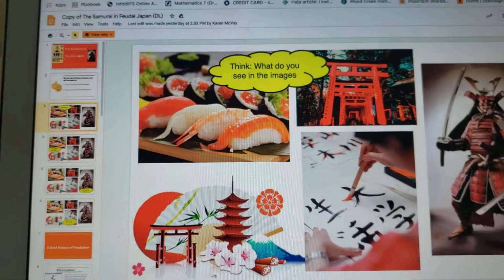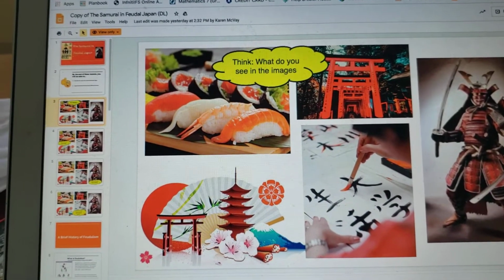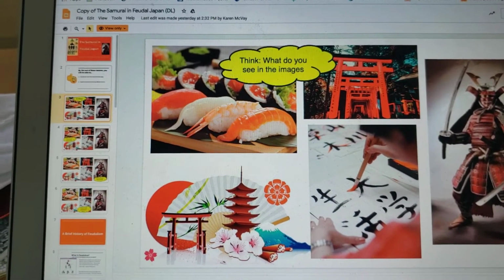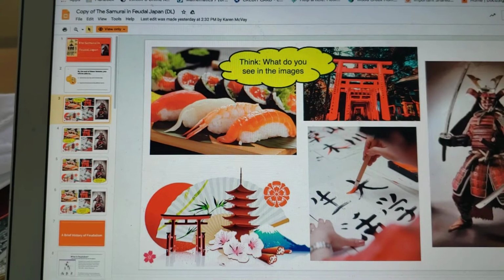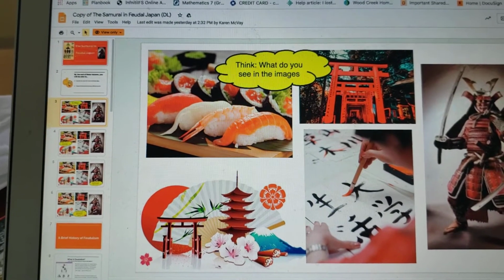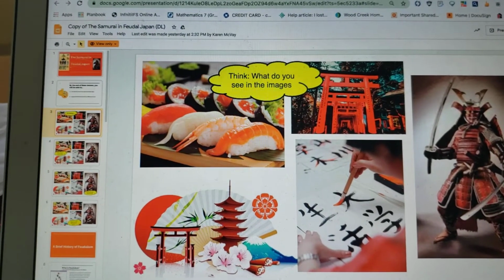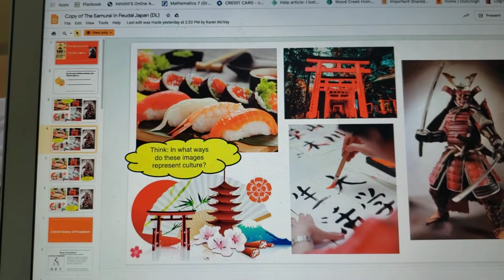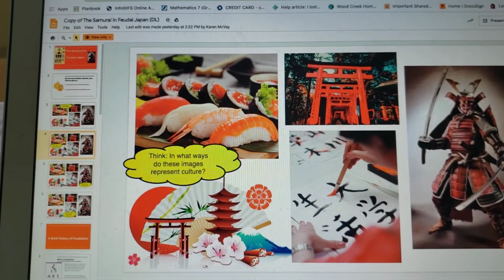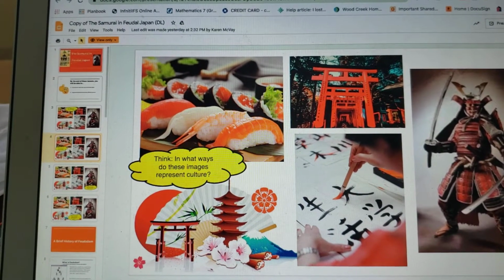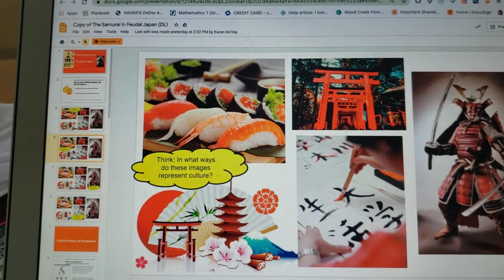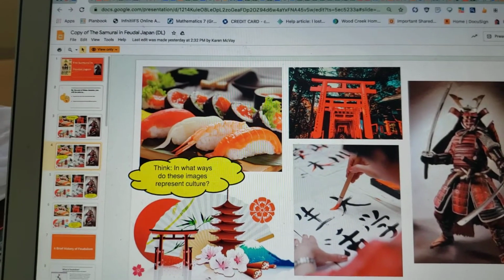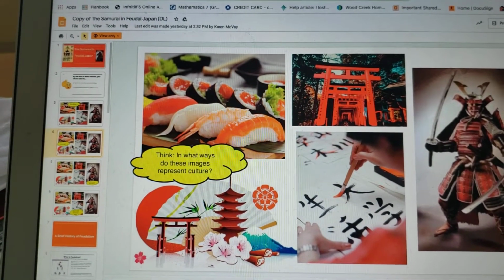Take a look at those photos. The first thing I want you to do is think about, what do you see in the images? Pause this audio and take a good look and determine that. All right, slide 4. Think, in what ways do these images represent culture? What do you think about culture and how do they represent it? Pause the video again and think about this question.